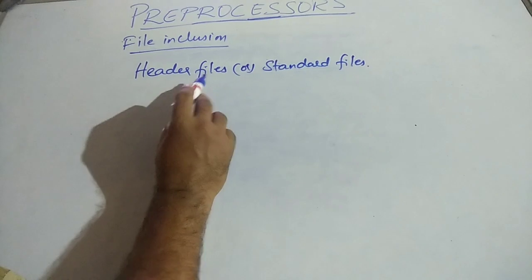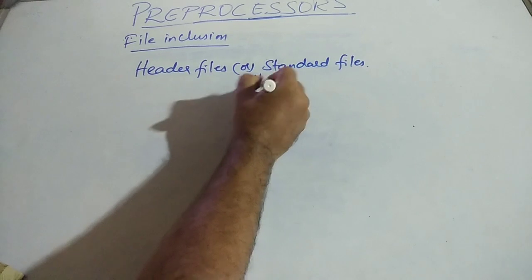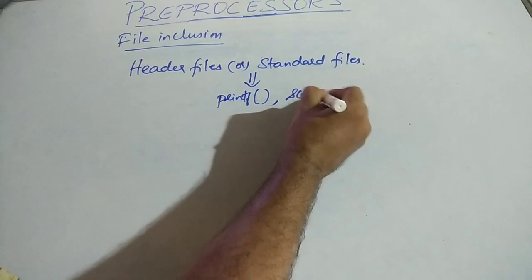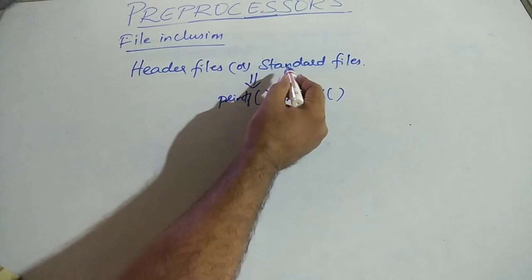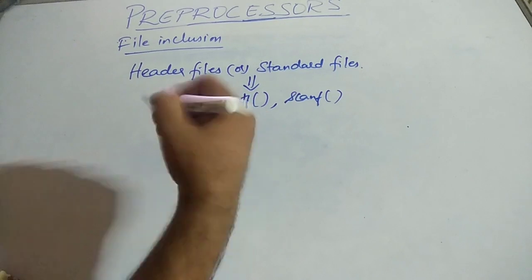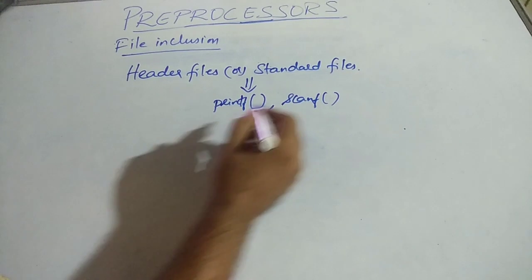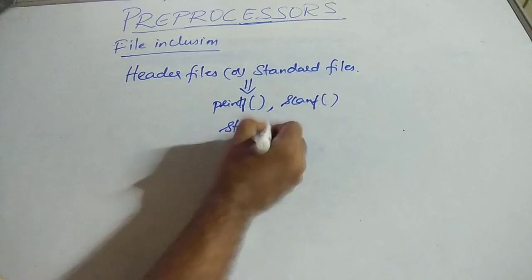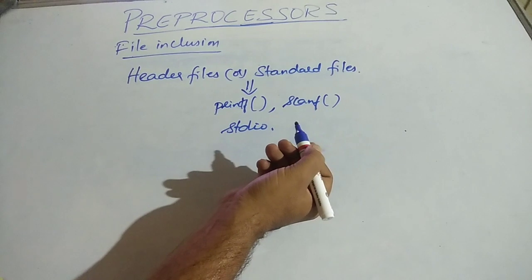Right. So these files contain definitions of predefined functions such as printf, scanf. The definitions of printf and scanf are present in these standard files. So these files must be included whenever I am using printf and scanf functions in our program. Is it clear? So printf and scanf are present in a file called stdio. So you have to include this file stdio.h.